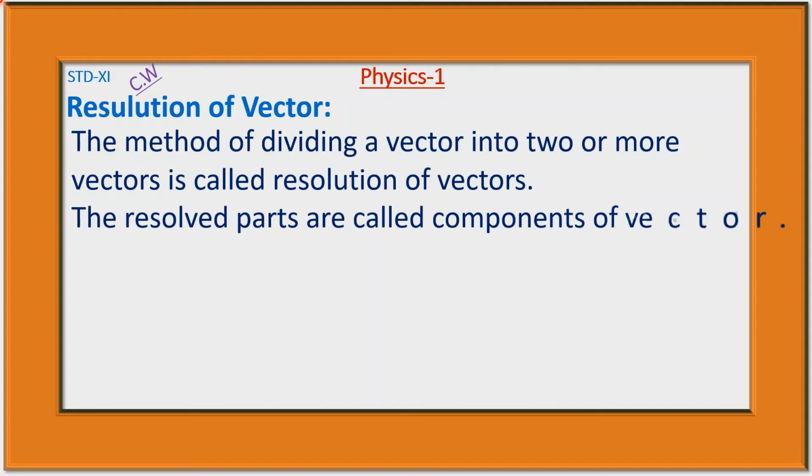The resolved parts are called components of a vector. That is, here we will divide a vector into two or more vectors, and these two or more parts of a vector are known as components of a vector. The method of dividing a vector into two or more vectors is called resolution of vector, and the resolved parts are called components of vector.